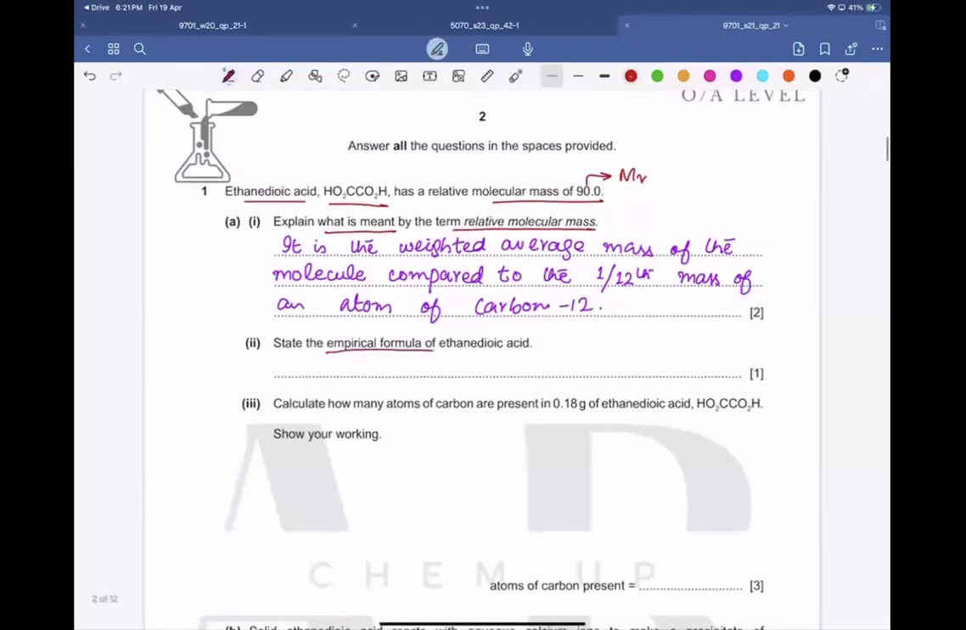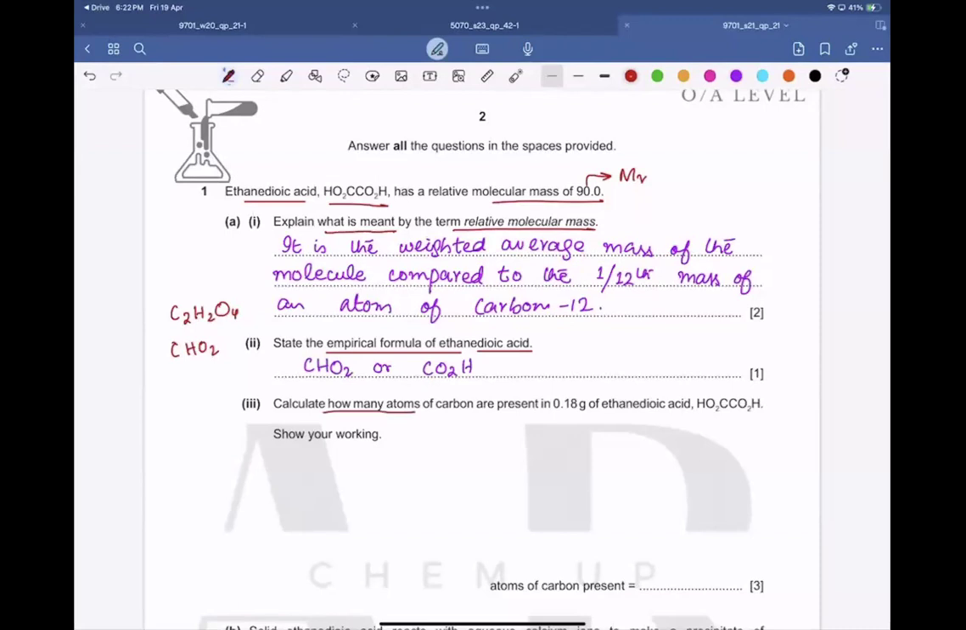Now they are asking to state the empirical formula of the ethane dioic acid. So if you see it's ethane dioic acid, it's C2, H2 and O4. So if you simplify it, it is going to be CHO2. So you can write it as CHO2 or CO2H. In either way, it is considered as correct. Is this clear?